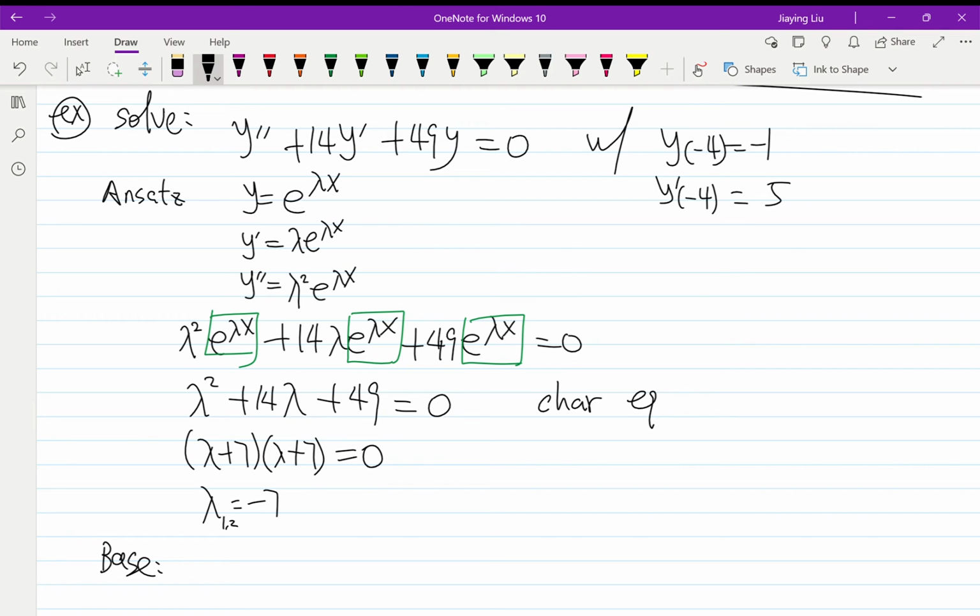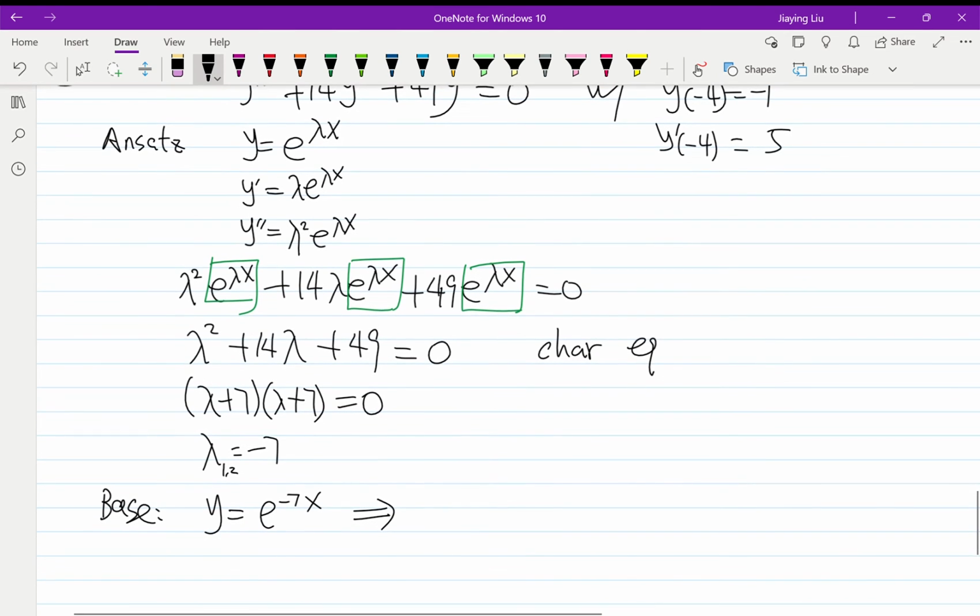Okay, so in this case, if we try to write down the base solution, by taking lambda put into the ansatz, we get y equals e to the negative 7x. Right, we only get 1. There should be a second one. It turns out that you don't have to show the work to derive this. The second base solution, I'm going to call it y2, is just going to be x times e to the negative 7x. It's the first solution multiplied by this variable x.